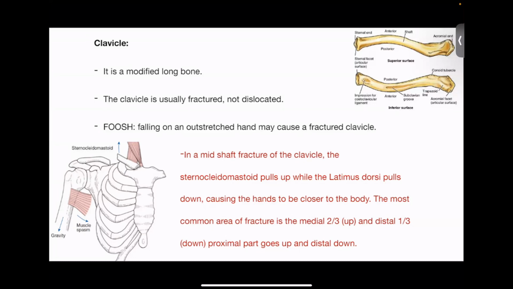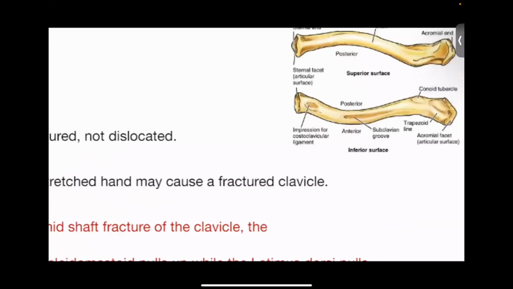The second thing is that when the clavicle is fractured, the sternocleidomastoid muscle pulls it up, and the latissimus dorsi pulls it down. So you just need to remember these two muscles. One of them can come up along with the fracture. So yeah, now let's get into the clavicle.